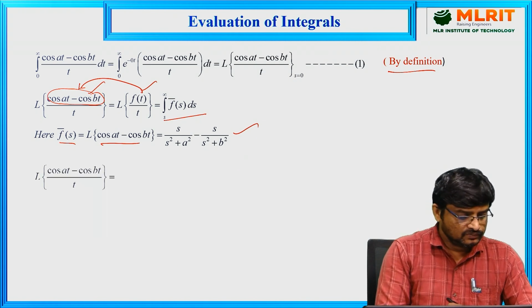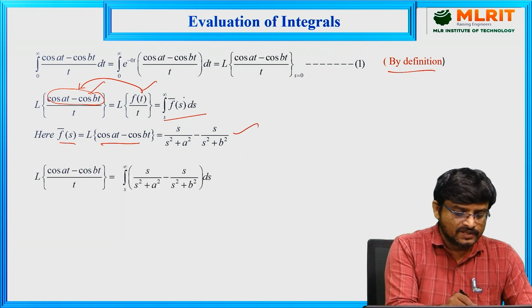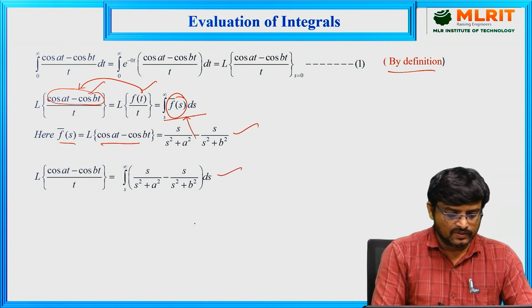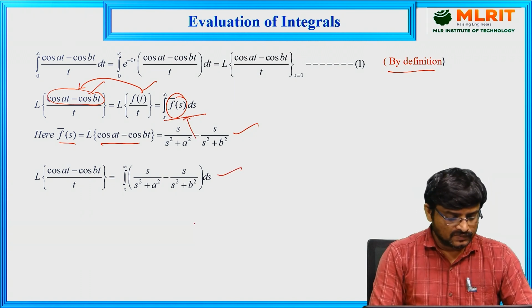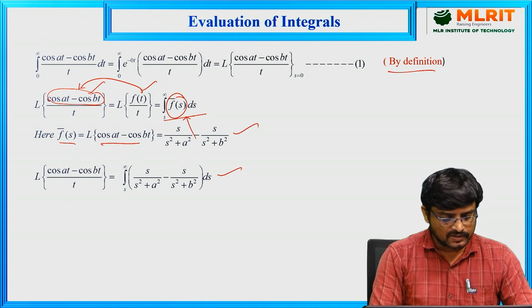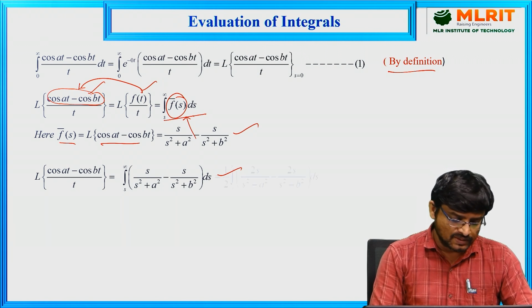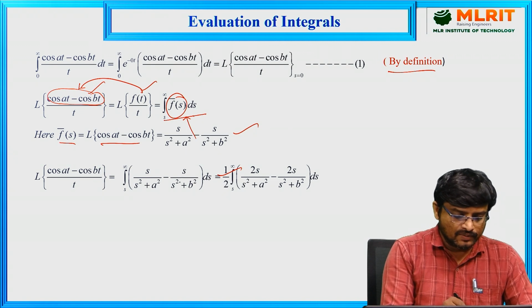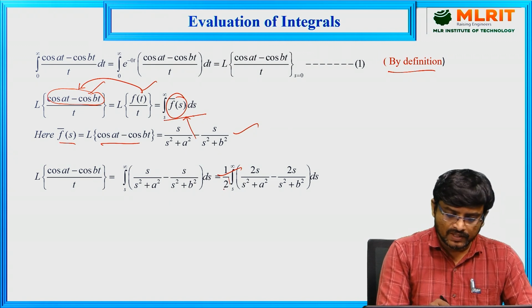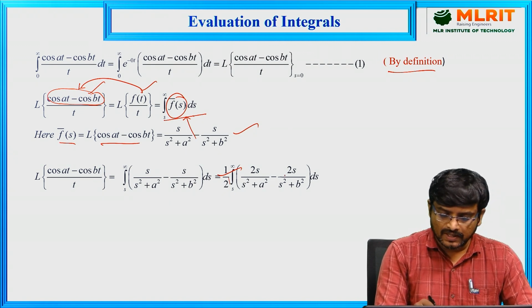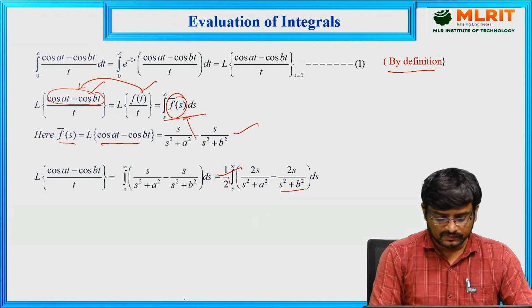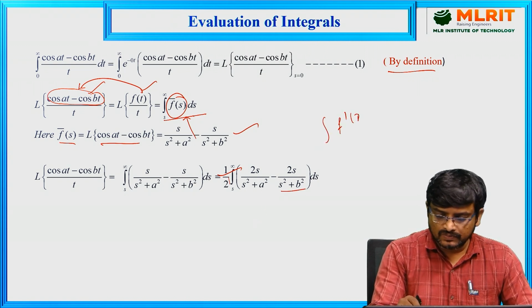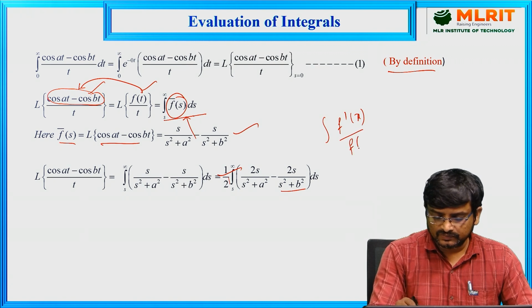Now apply this, replace this f bar of s in this, you will get this. Find out the integral value, s by s square plus a square minus s by s square plus b square. So you multiply the numerator and denominator with 2, you will get 1 by 2 of 2s by this minus 2s by this denominator. So this is of the form integral f dash of x by f of x.